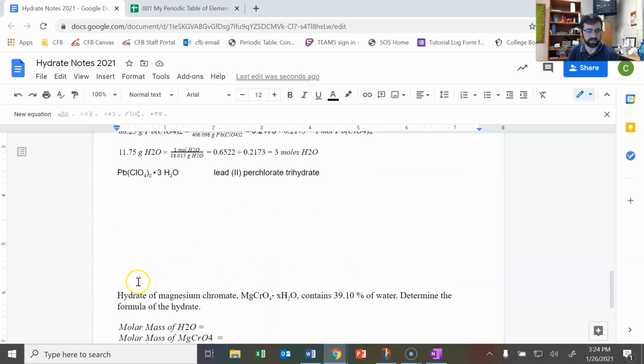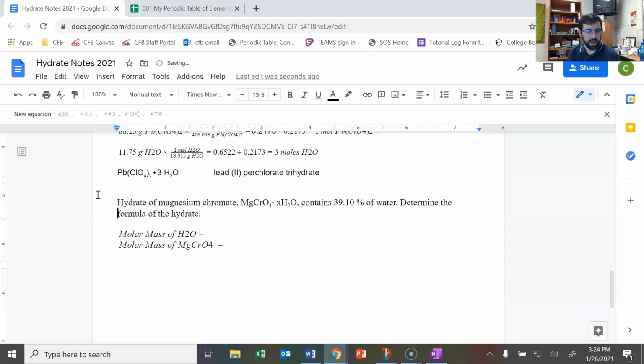Let's do our second example problem. Hydrate of magnesium chromate. So I have MgCrO4 and I have XH2O. It contains 39.10% of water. We want to determine the formula of the hydrate. First thing we want to do is have our molar mass of water, 18.015 grams per mole. And if you don't have it memorized, just calculate it real quick.